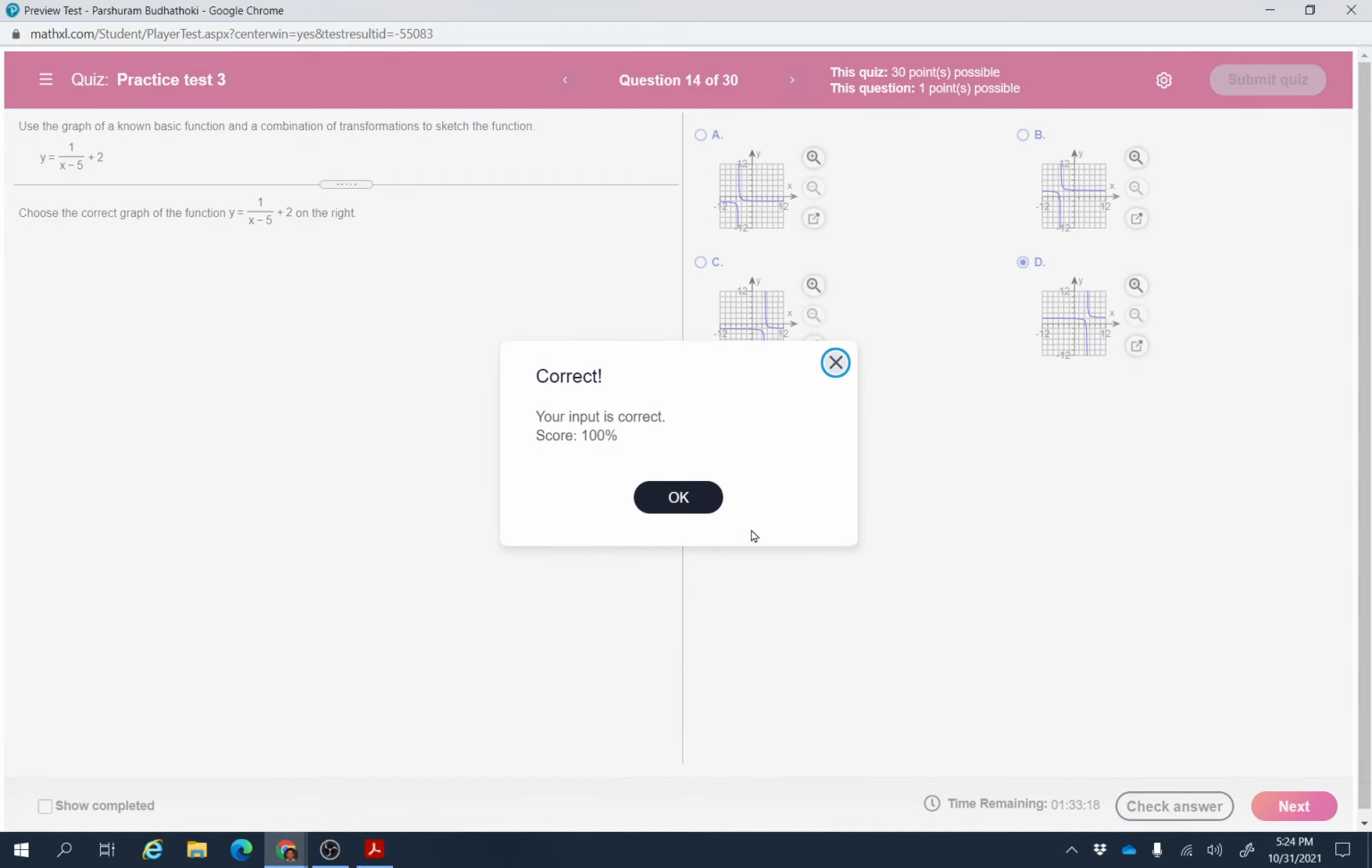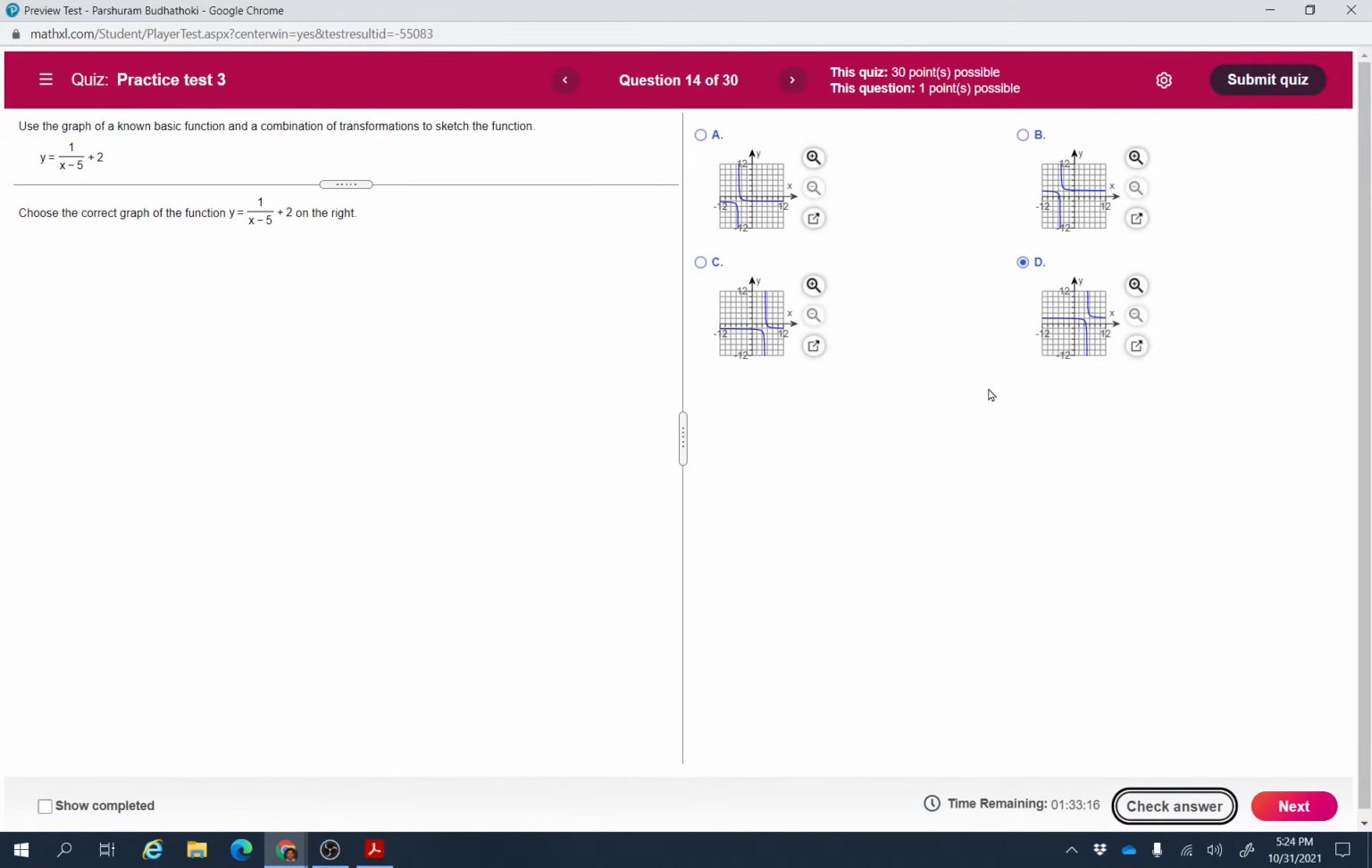And you can also check this by checking some points. If you want, you can just plug in x equal to 5, let's say 10, or 2 or 3, or whatever you want, and find out the accurate point.